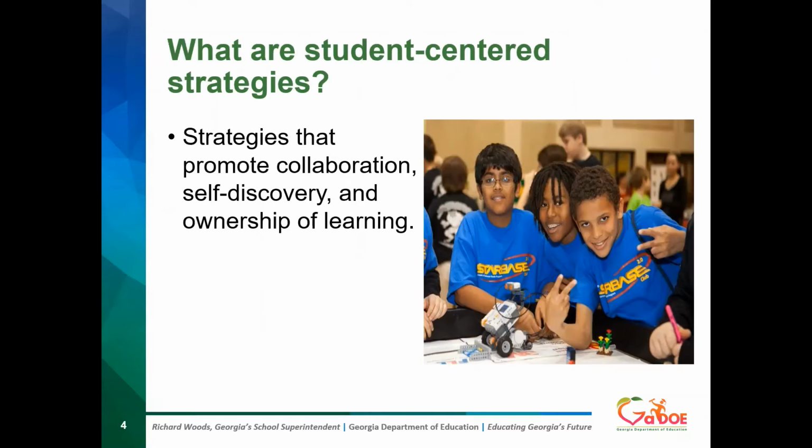Student-centered strategies are strategies that promote collaboration, self-discovery, and ownership of learning. In a student-centered classroom, students do not rely solely on the teacher for information and help. Students learn to work together to conduct their own research and help each other out when they don't understand a concept or topic.